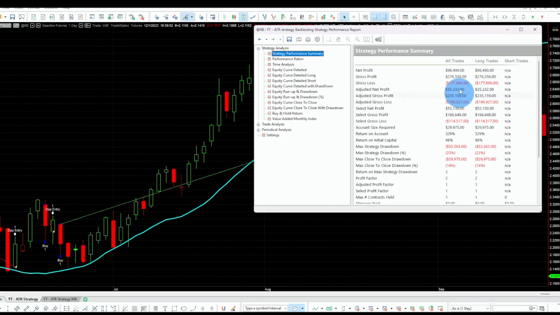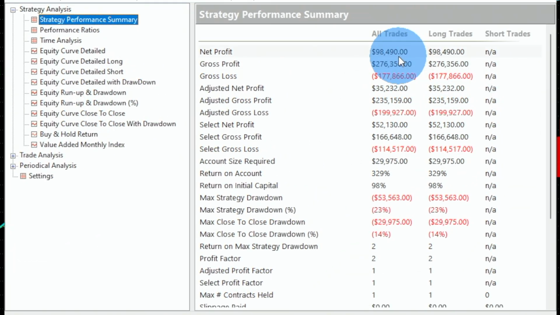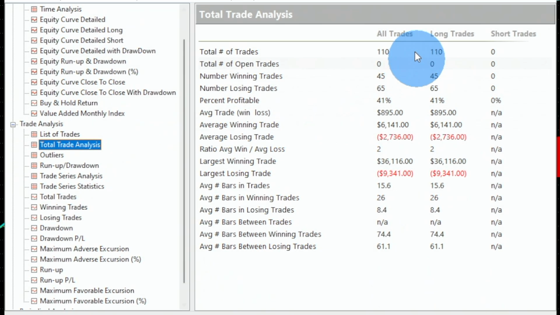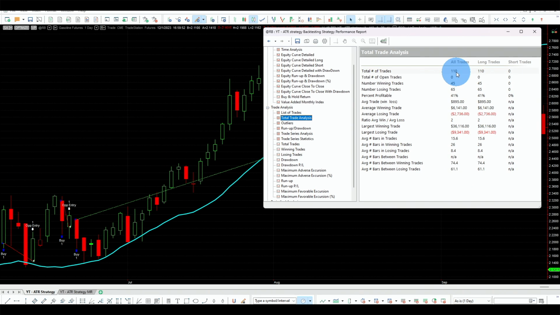And this is the performance of the strategy. It's making $100,000 with about $53,000 drawdown. In the trade analysis, on average, we are making $895 per trade with 110 trades in total for the past 17 years.